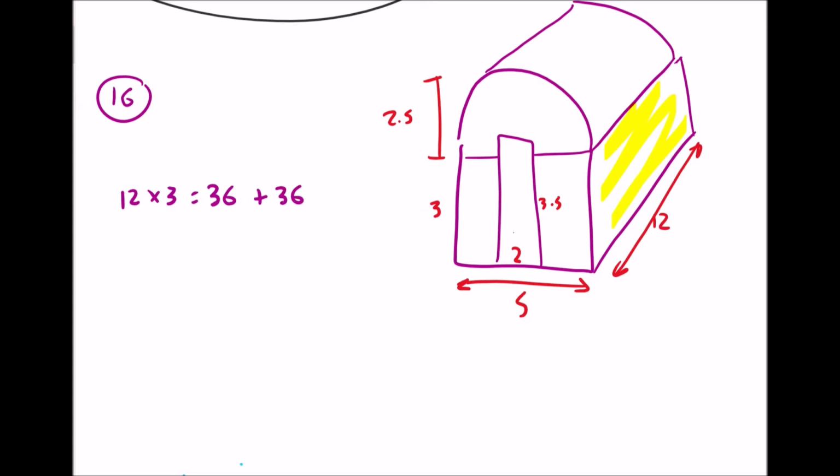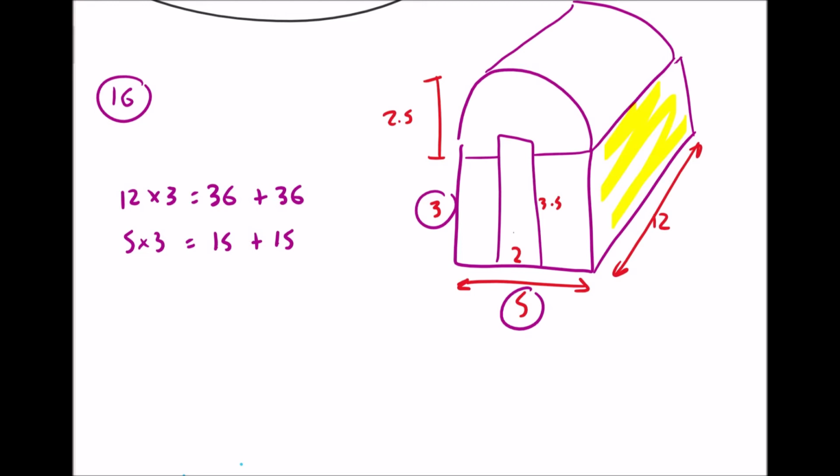We look for the front. Now I'm going to ignore that the door is gone. I can take that away at the end. So the rectangle at the front is 5 by 3. So 5 multiplied by 3 is 15, and there's two of those. So now we have the sides and the front and the back.